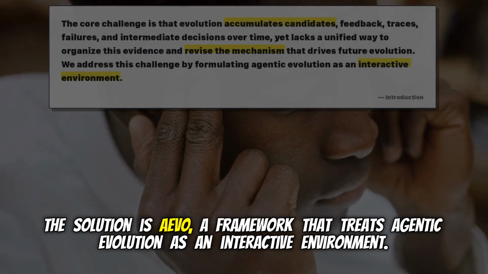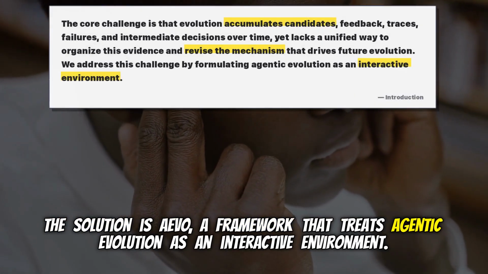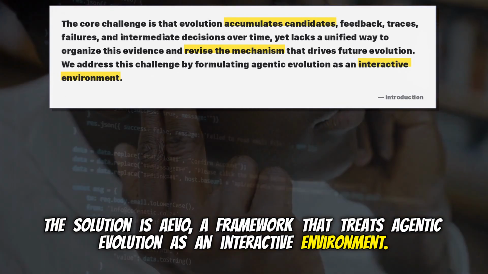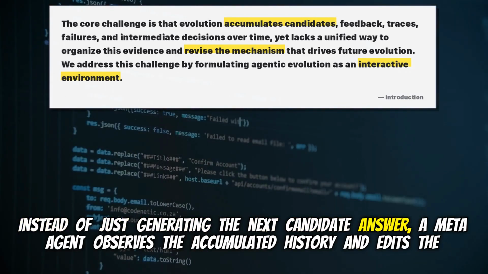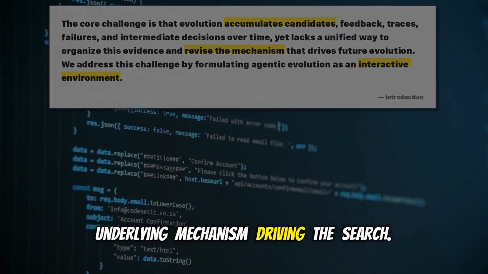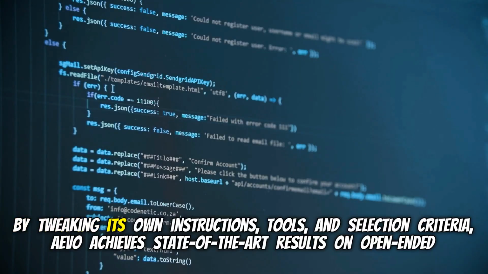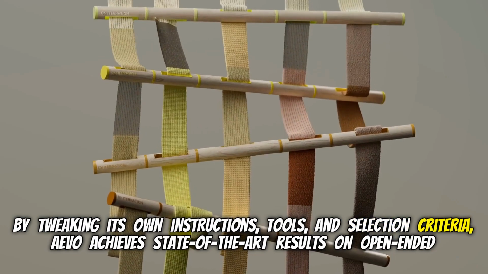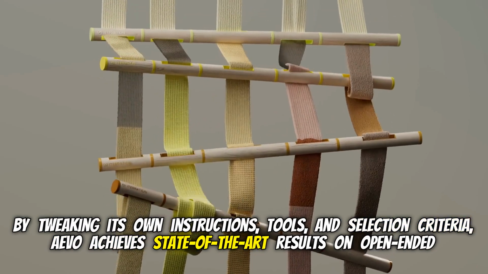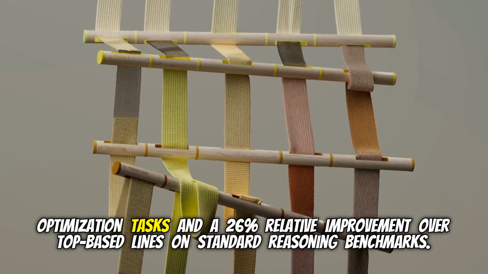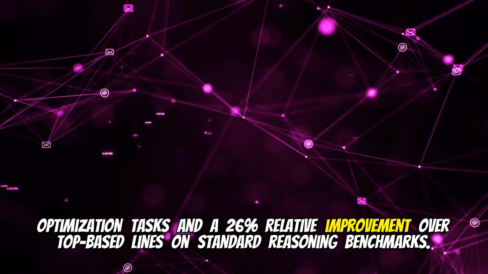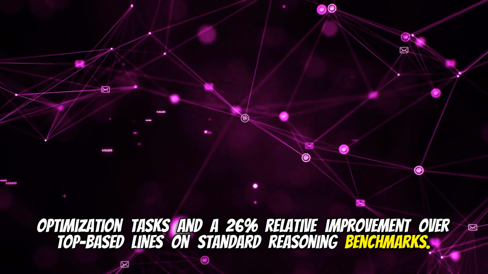The solution is AEVO, a framework that treats agentic evolution as an interactive environment. Instead of just generating the next candidate answer, a meta-agent observes the accumulated history and edits the underlying mechanism driving the search. By tweaking its own instructions, tools, and selection criteria, AEVO achieves state-of-the-art results on open-ended optimization tasks and a 26% relative improvement over top baselines on standard reasoning benchmarks.